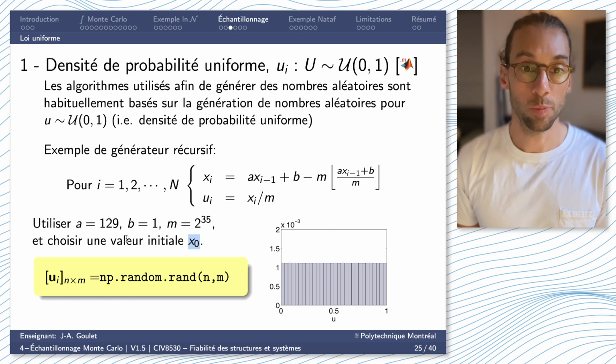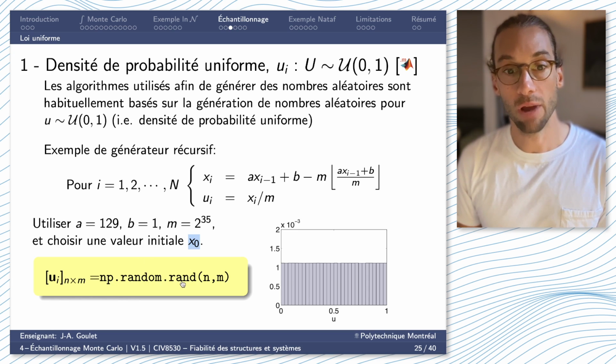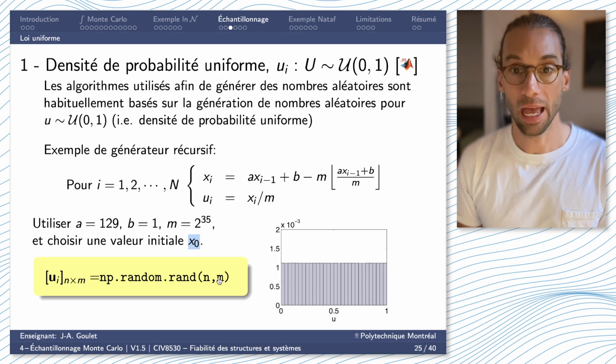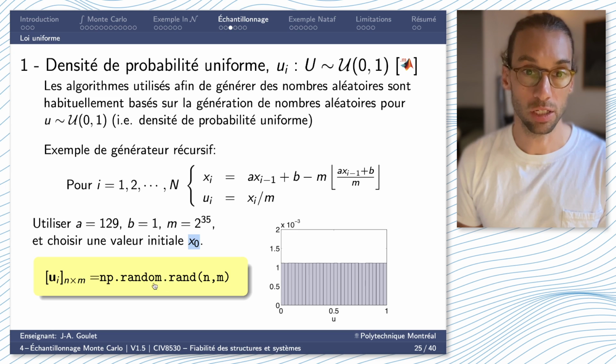So if you want to use Python to generate those, np.random.rand(n, m) gives an n-row and m-column matrix of random numbers.